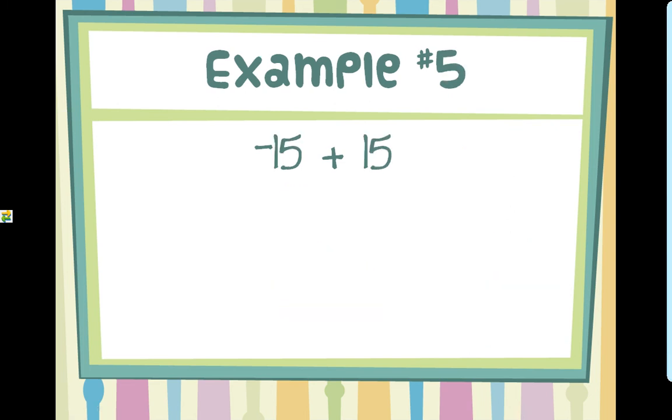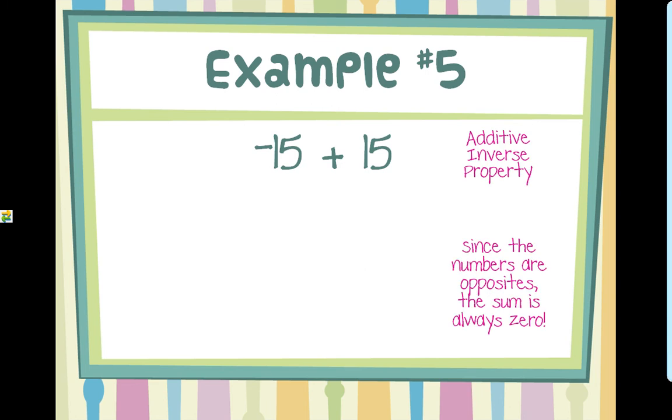Let's look at example number 5. If you notice here, we have a number and its opposite. So if you remember the additive inverse property, you'll know that since the numbers are opposites, the sum is always 0. So a negative 15 plus its opposite 15, the answer is 0.